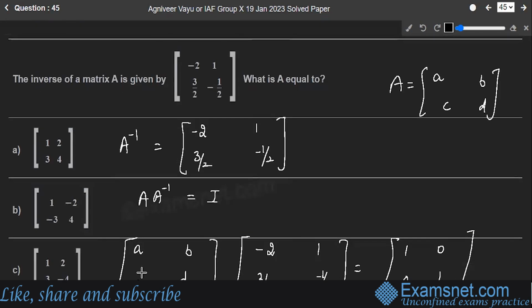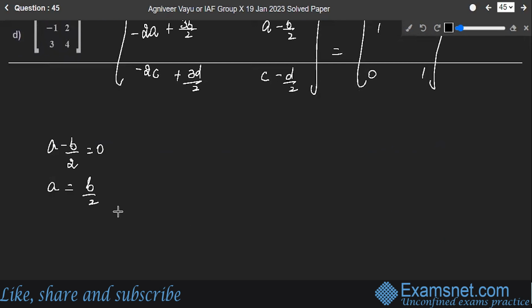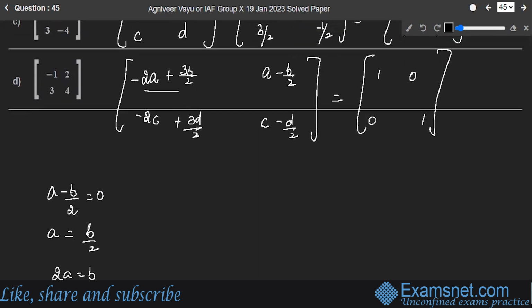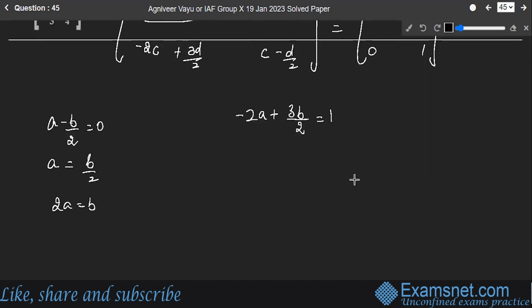What we had to find out in the question was A, B, C, D. Fine. So that means A is equal to B/2, or B is equal to 2A. Also, from here, (-2A + 3B)/2 is equal to 1. And B is equal to 2A, so this is equal to 1, 2 and 2 will cancel. -2A + 3A is equal to 1. That makes A equal to 1.